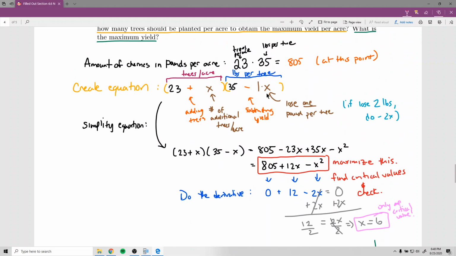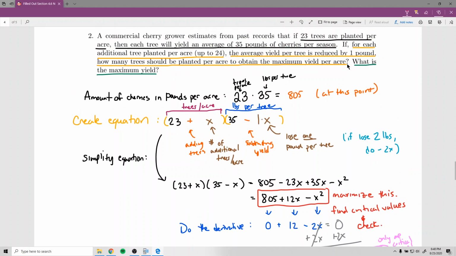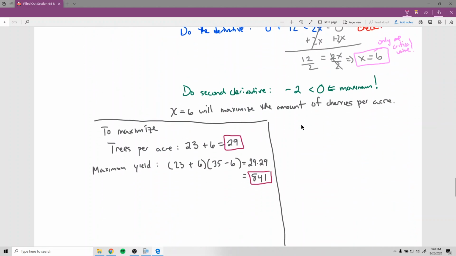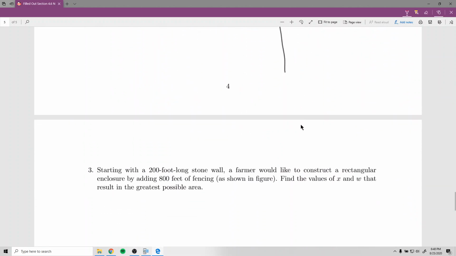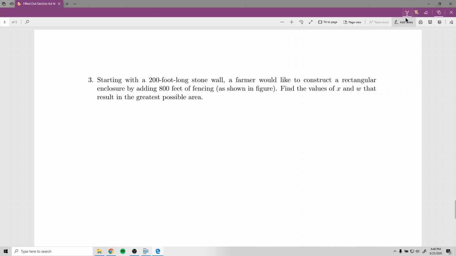Like I said, we can repeat it again. I don't care to plug in the 6 just into this part. I don't care how many pounds per tree we get specifically. The question doesn't ask that. It asks just how many trees should be planted per acre, and then what is the maximum yield per acre. So make sure you're careful with that.